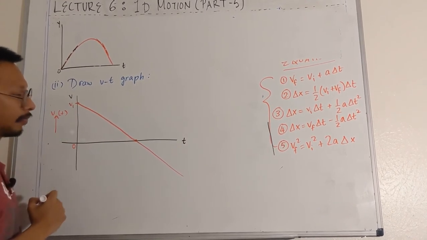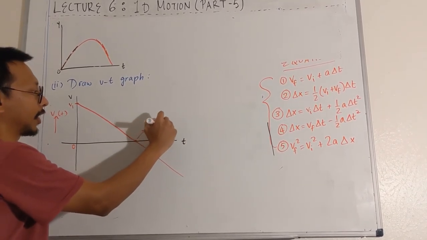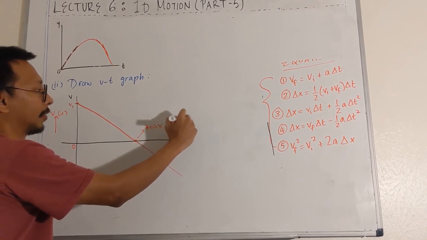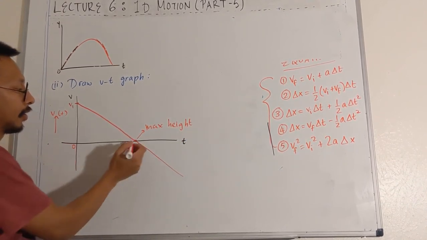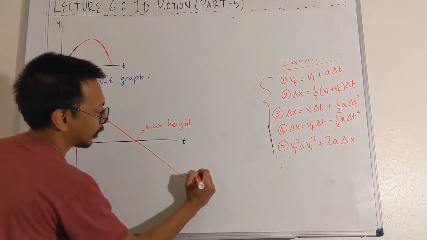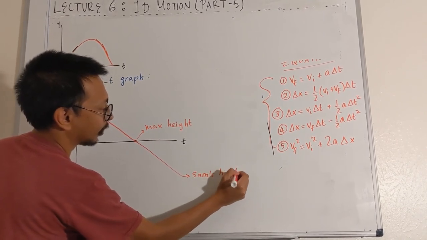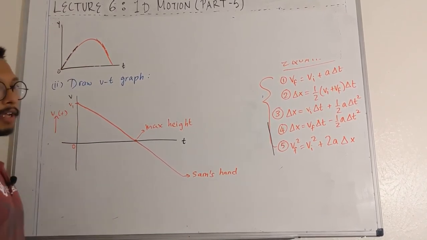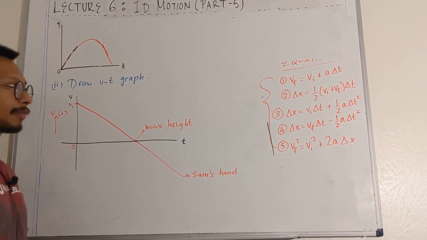And this is 0. Okay, so here the ball reached its maximum height where it momentarily went to rest. Beyond it, the ball kept accelerating downward, and here the ball returns to Sam's hand. Okay, here it left Polly's hand. At this point, the ball returns to Sam's hand.